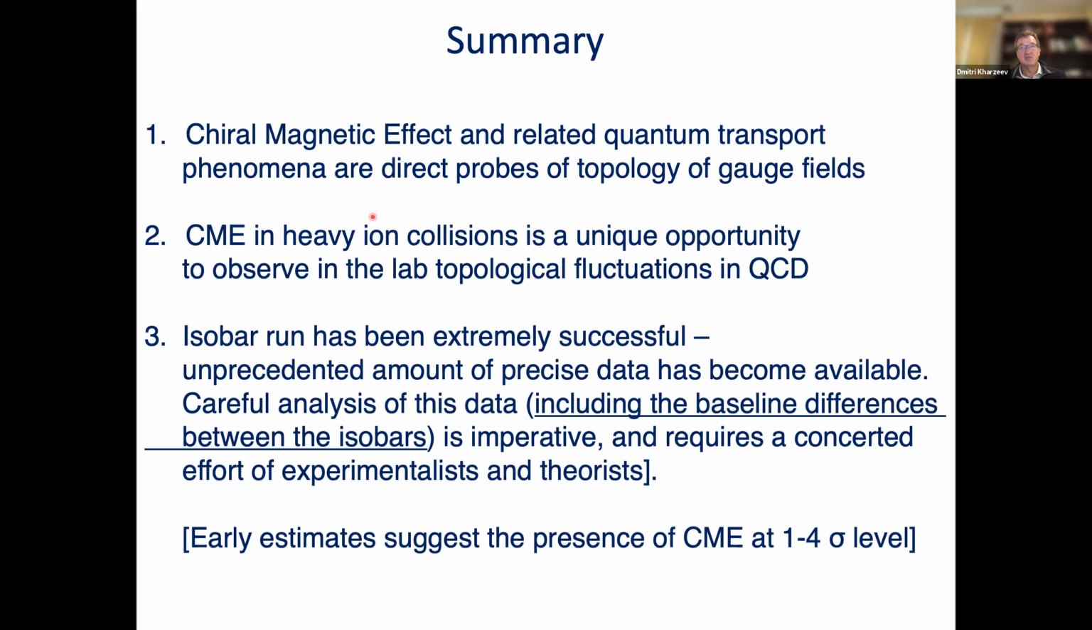CME in heavy ion collisions is a unique opportunity to observe in the lab topological fluctuations in QCD. And the recent isobar run has been extremely successful. We have an unprecedented amount of precise data. And the careful analysis of this data, including the baseline differences between the isobars, is imperative and requires a concerted effort of both experimentalists and theorists. Early estimates, including the inverse multiplicity baseline, suggest the presence of CME at 1 to 4 sigma level. But as I said, this really has to be refined. So this is it. Thank you very much for your attention, and I will be happy to answer your questions.